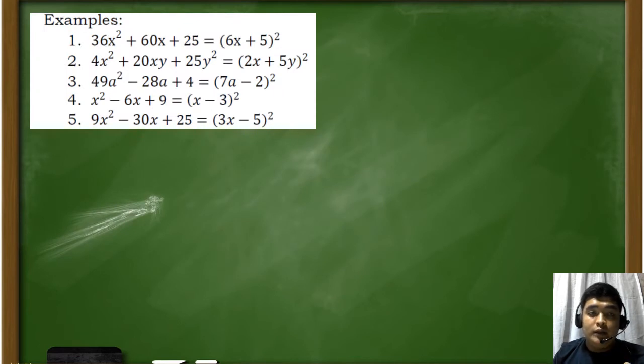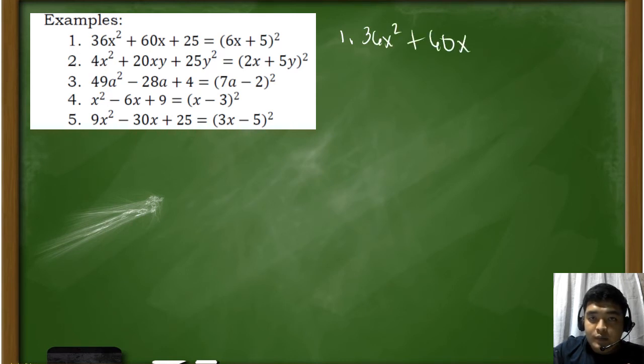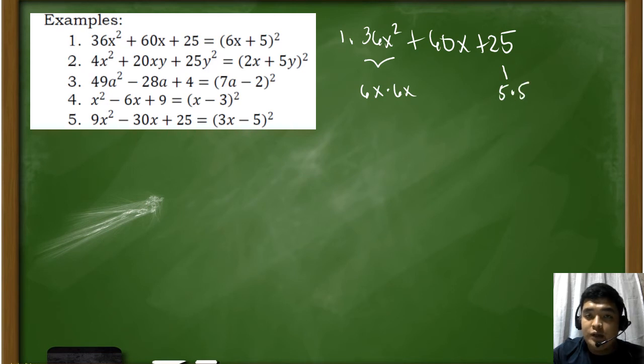Okay, number 1. We have 36x squared plus 60x plus 25. Is this a perfect square trinomial? Of course, this is a perfect square trinomial. Why? Because for 36x squared, this is 6x times 6x. For 25, this is 5 times 5. This is how we will check the perfect square trinomial.